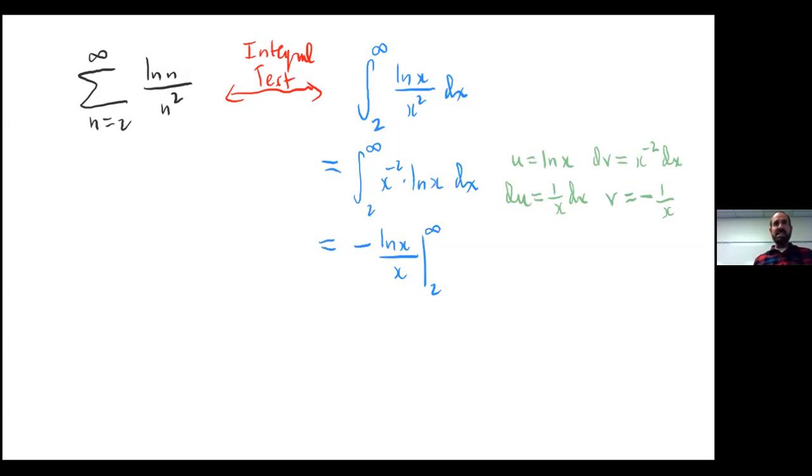Minus the integral of v du. But v is negative 1 over x, so it's going to be plus the integral from 2 to infinity of 1 over x squared dx. So what do I mean by putting infinity up here and asking to plug in? What am I talking about when I write integrated between 2 and infinity? What do I mean by plugging in infinity?